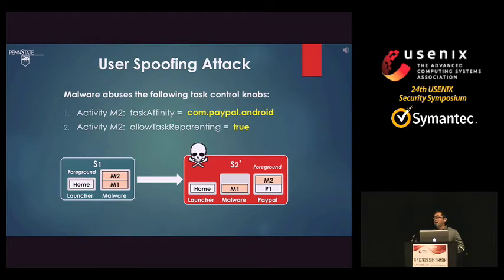At this point in time, a cautious user may go to the overview screen and carefully examine whether he or she is interacting with the real PayPal task. However, since M2 is already part of the PayPal task, by only looking at the overview screen, the user can only be more convinced. Moreover, this malware can abuse some other control knobs to disappear or be absent from the overview screen in order to be more stealthy.